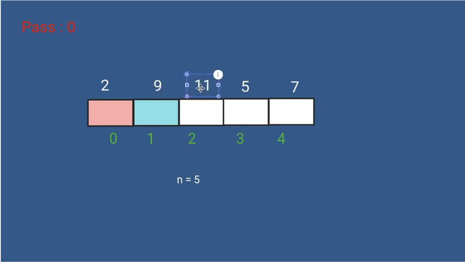Now our current element is 11. Is 11 greater than 5? Yes, it is. So we'll swap it and 11 gets bubbled up. Is 11 greater than 7? Yes, it is. So it's swapped and 11 gets bubbled up.